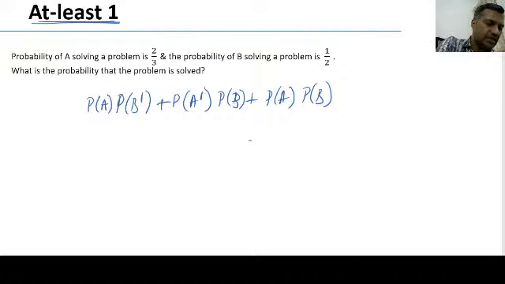Look, what is the one case missing here? What is that one case missing here? Both did not solve. A did not solve and B did not solve. That is when the problem remains as it is. Then we have to approach somebody else. Alright, problem did not solve.